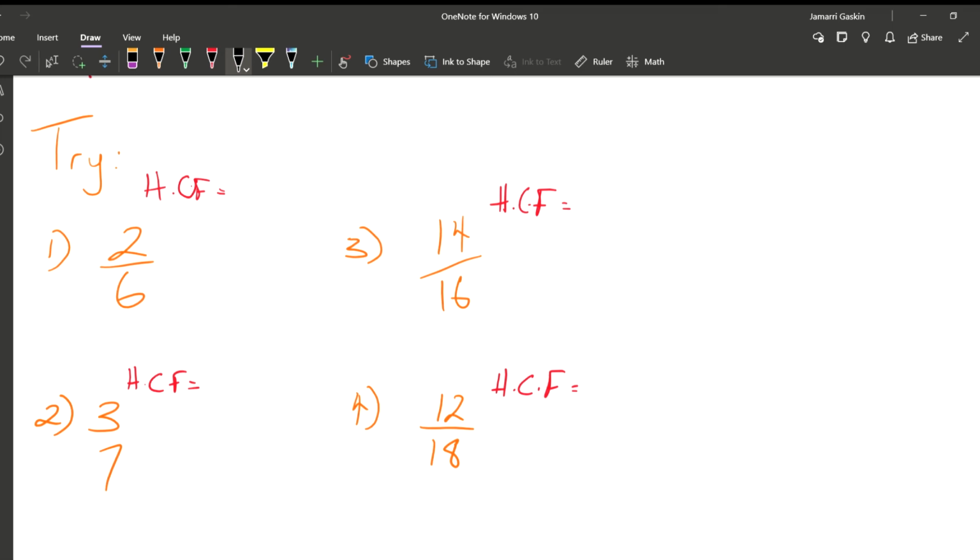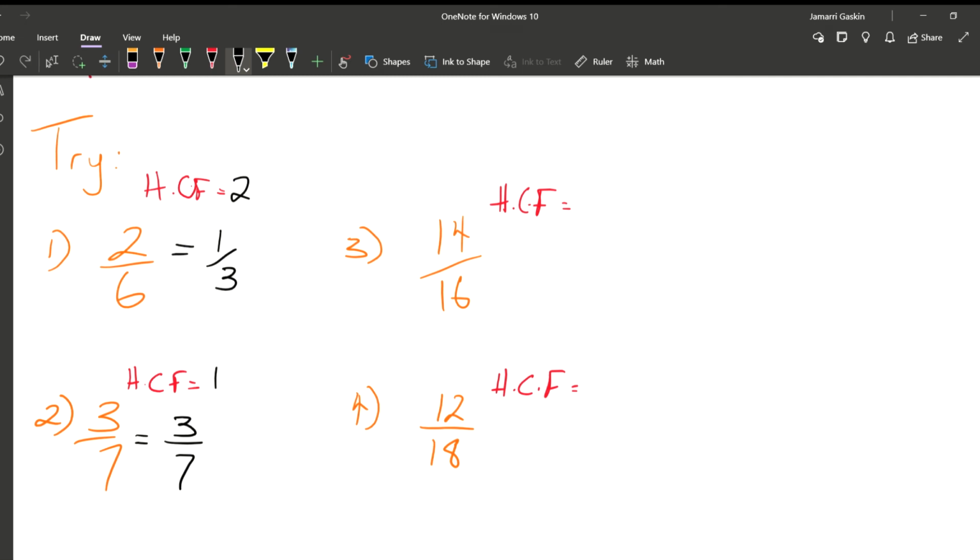So our first one, 2 over 6, the HCF is 2. So we divide both the numerator and the denominator by 2, and you're going to get 1/3. For the second one, the HCF is 1. So this remains the same. When you divide 3 and 7 by 1, you get back 3 over 7.